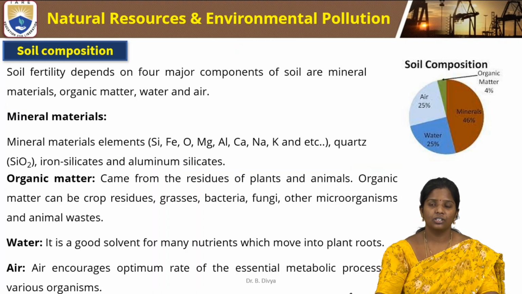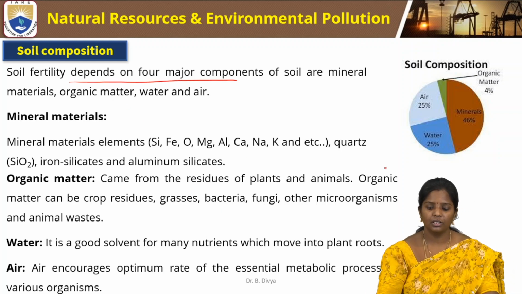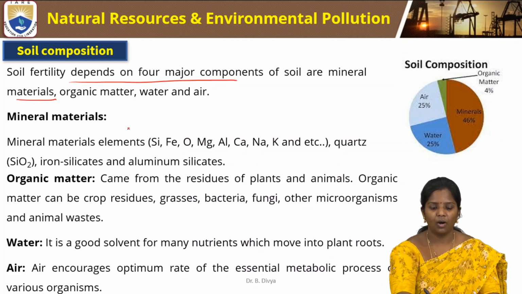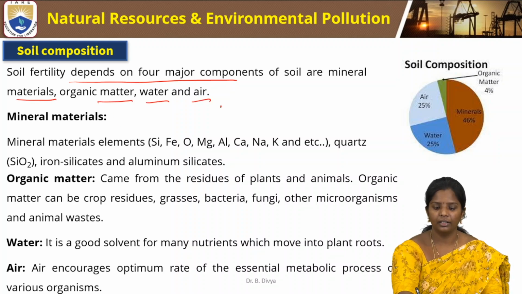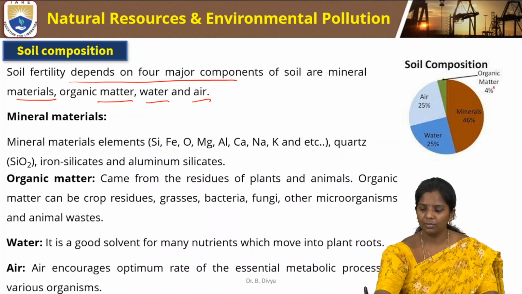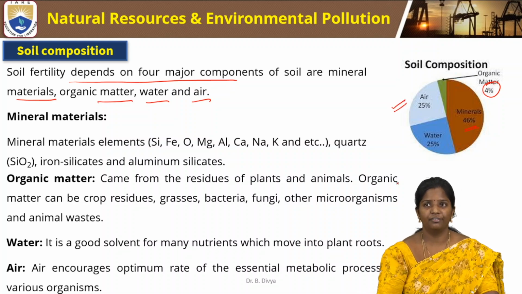So coming to our soil composition, it depends on major components of soil: the mineral materials, organic matter, water and air. These are the major components that are present. So organic matter is about 4%, minerals are the highest percent that is present, about 46%, and then water in the form of moisture. So that is why water is less here. It is about 25% in the soil, and air also 25%.